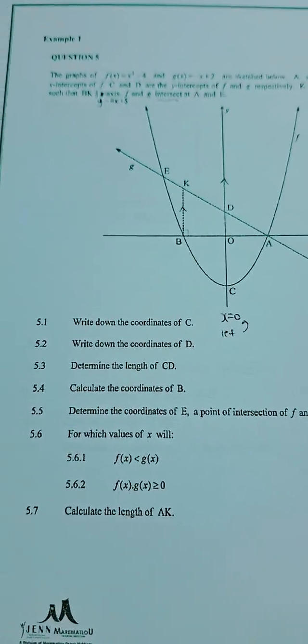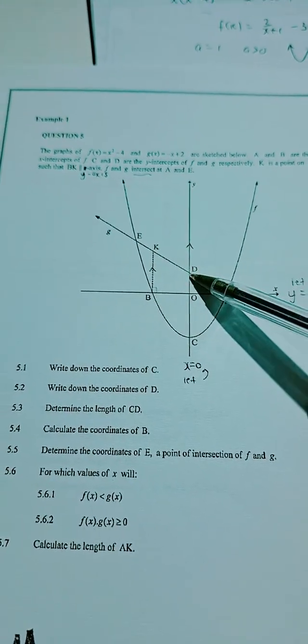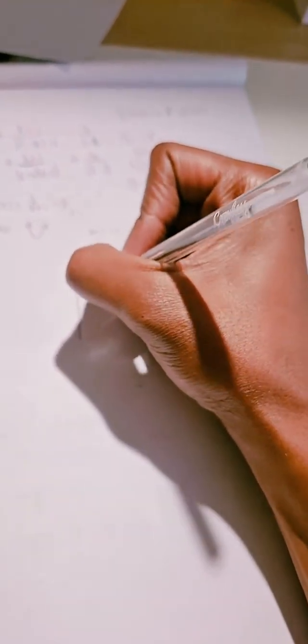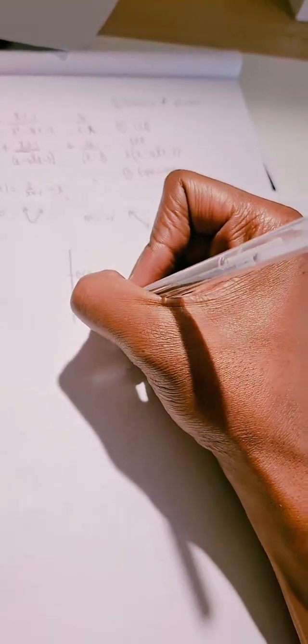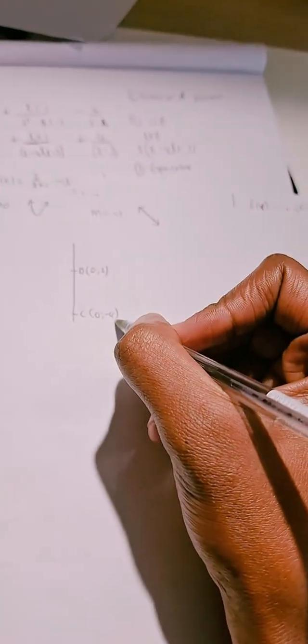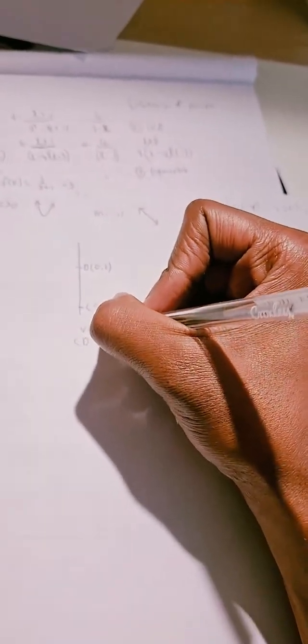Determine the length of CD. If we know what C is, we know what D is. We are on the same vertical line. Think about it, guys. We know what D is. We know what C is. We want the length of CD. So there is a shortcut.